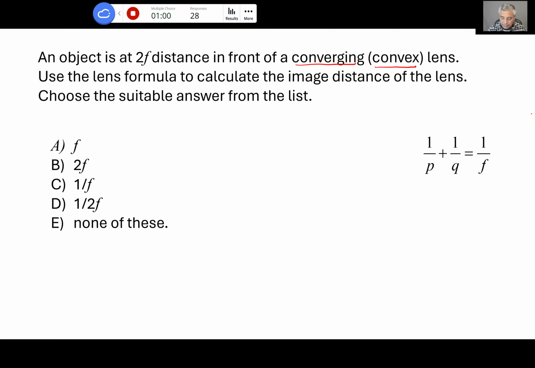Thirty more seconds. And 5 more seconds. 5, 4, 3, 2, 1, and it stops.